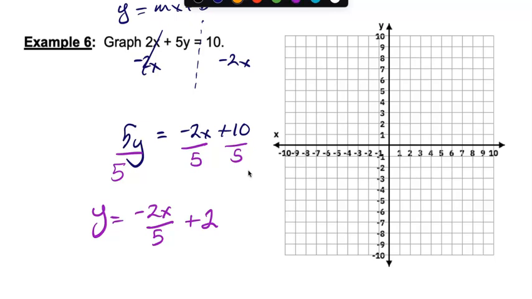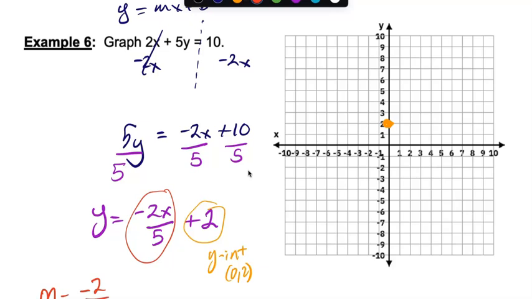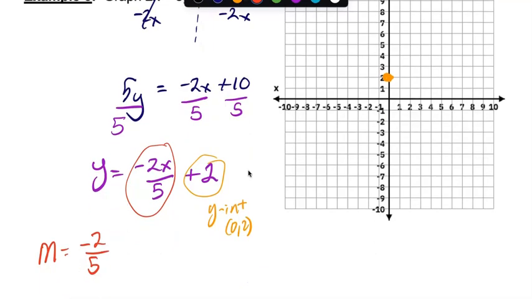We have our y-intercept right here. My y-intercept, so (0, 2). That's my first point. And then we have our slope right here. Again, we have a negative slope, but this time it's a fraction already, so I'm just going to leave it.